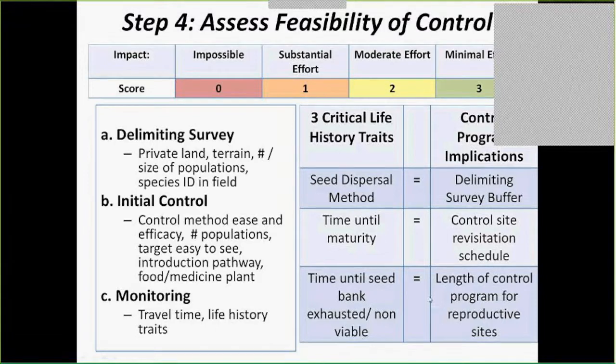And the third one is time until the seed bank is exhausted or non-viable, which is the one we generally don't ever have data for. And that is important because it basically determines the length of your control program for sites that had reproductive individuals on them.